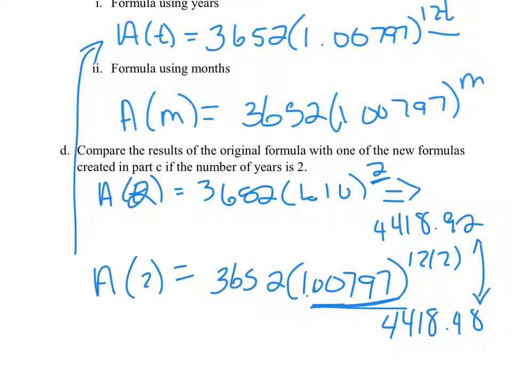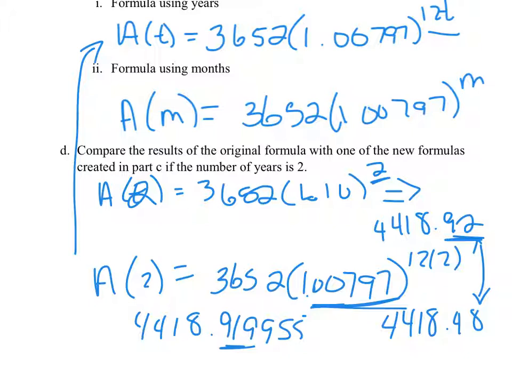It would have been a lot closer, but you have to realize that if I did put the original in, it would have been 4418.919955, which is almost exactly 0.92. So it's always very close. The less you round, the closer your answer will be.